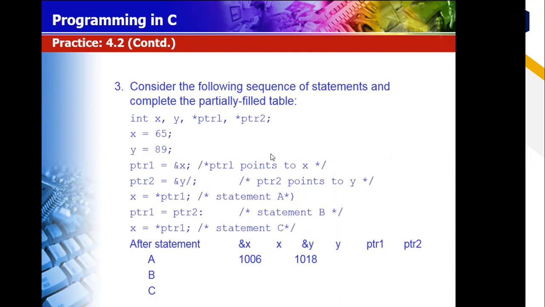So this is the complete concept, and this is just an example. 1006 and 1018 are just the addresses of x and y. They will vary from system to system. The address of x as well as y will vary. So after executing all these, what changes happen in line A, line B as well as line C? This is the problem statement of the pointers.